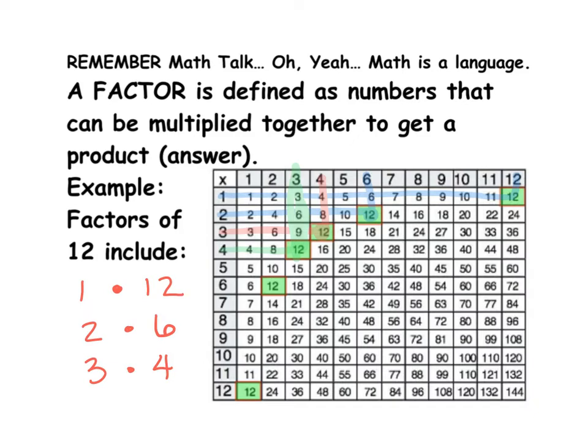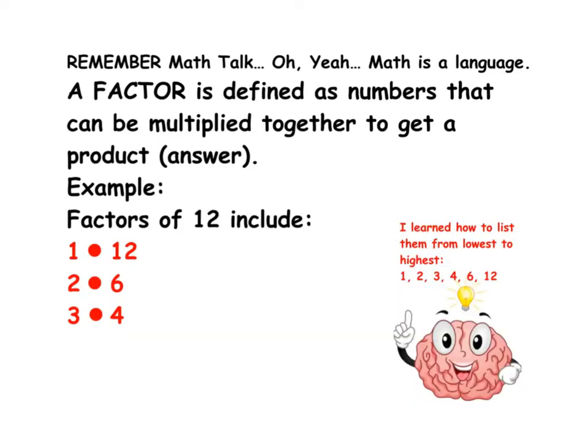But then I notice something. I already have used the factors 4 and 3 with 3 times 4, because multiplication is commutative. And so that's how I know I can stop looking for factors of 12, because I've run into factors that are repeated. So that's my list. I'm done with factors of 12.